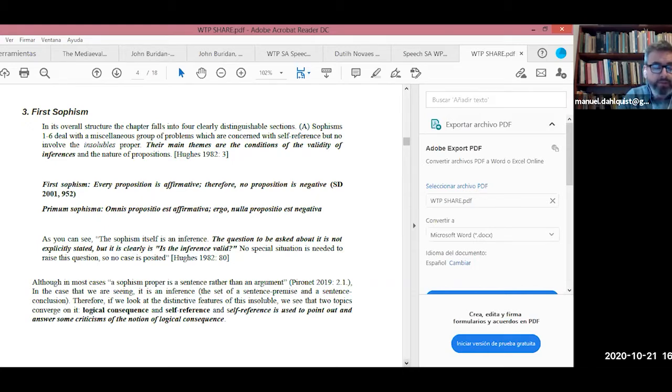Hughes described well the nature of the sophism in the following passage. The sophism itself is an inference. The question to be asked about it is not explicitly stated, but is clearly: is the inference valid? Also, in most cases, as Pironet said, a sophism proper is a sentence rather than an argument. In the case that we are seeing, the sophism is an inference. Therefore, if we look at the distinctive feature of insolubles, we see that two topics converge in it: logical consequence and self-reference. And self-reference is used to point out and answer some criticisms of the notion of logical consequence.